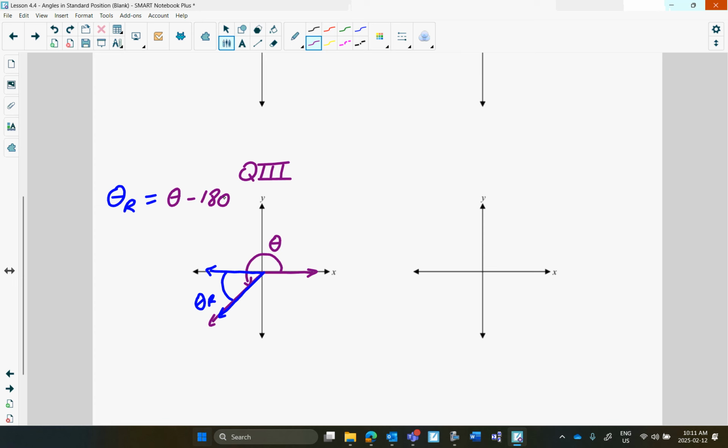Quadrant 3 is a little tricky, but you'll get used to it. What if we work the other way around? I told you what the reference angle is, and you have to tell me what theta is. So let's say I said this was 50. Yeah, we take this, 50, plus 180 gives us all of theta. So it'll be theta plus 180, or sorry, theta R plus 180.